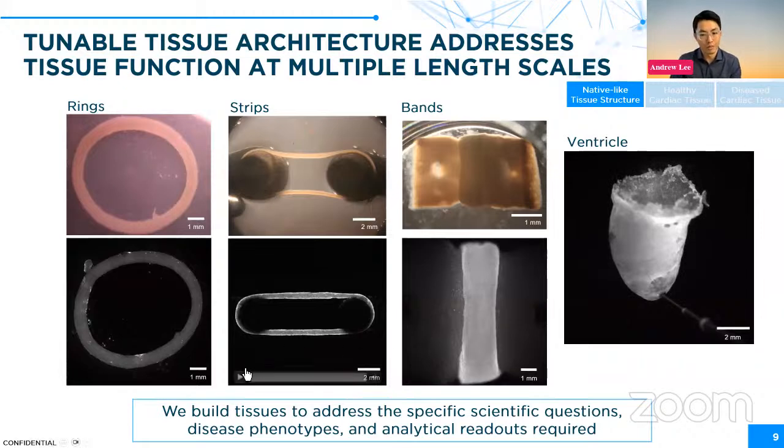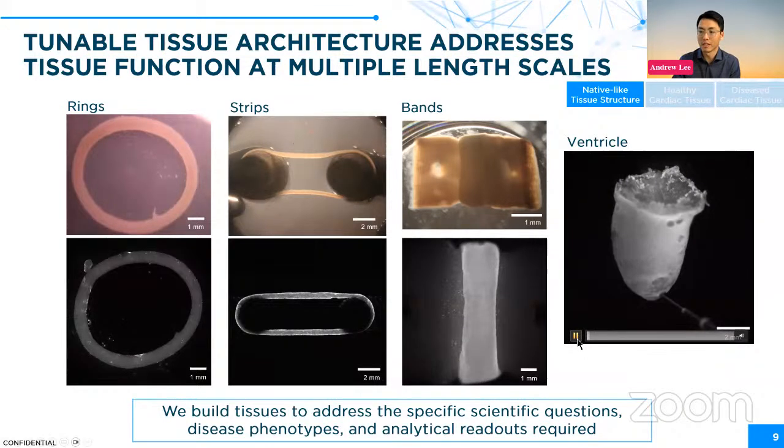For example, tissue strips are smaller, easy to manipulate, very consistent. And for a larger tissue band, you start to get a much larger surface area on the tissue and start to be able to pick up more than just a single propagation of calcium signal or contractility. And then for a ventricle, obviously, this is starting to replicate some of the three-dimensional structure and also functional behaviors of a full cardiac tissue. So we build these tissues to address very specific scientific questions, very specific disease phenotypes, and also to help with the analytical readouts that are required.